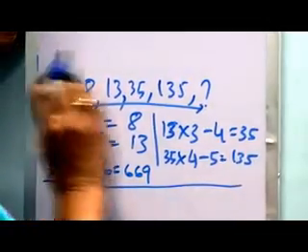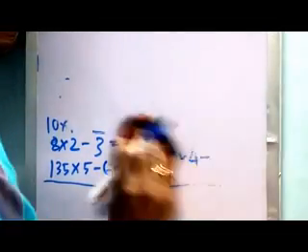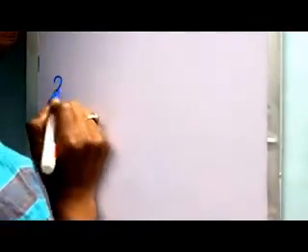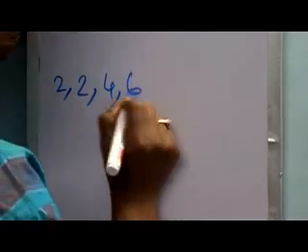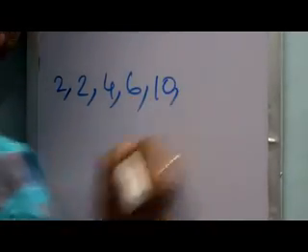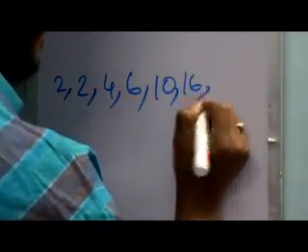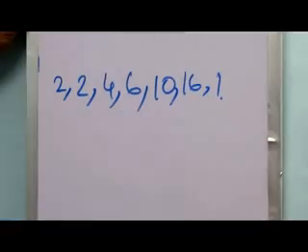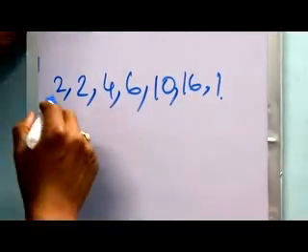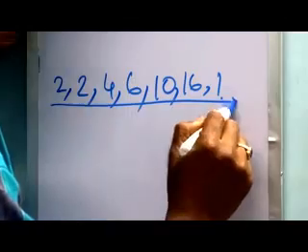Okay, so this one is finally completed, and now the next one coming here, that is 2, 2, 4, 6, 10, 16, and obviously the number we have to find. So what is the logic? This is actually a Fibonacci series.